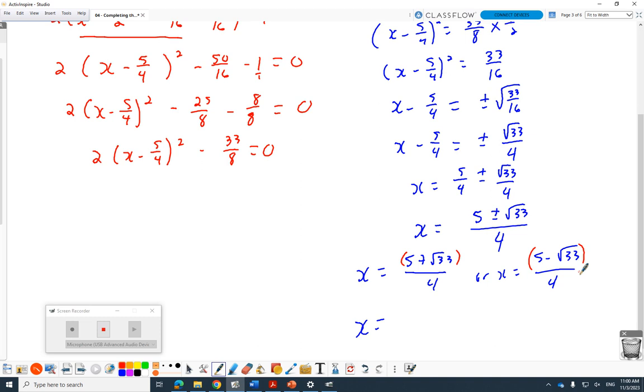Bracket 5 plus root 33, close bracket, divided by 4. I've got to use a bracket; you don't have to if you've got a fancy calculator. Anybody else get 2.69? And then for the other one, I won't retype it. I'll just push the arrow key over, delete the plus, change it to a minus, and I get negative 0.19. Did you get negative 0.19?